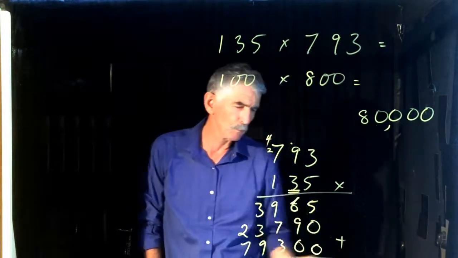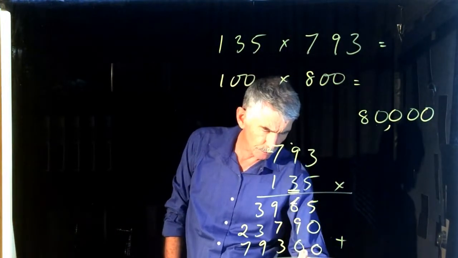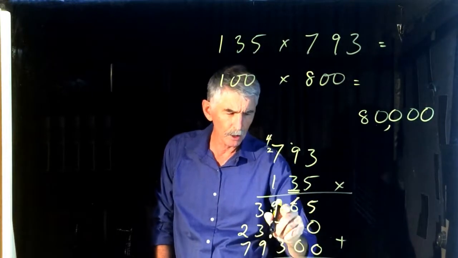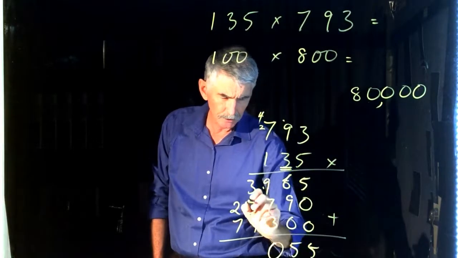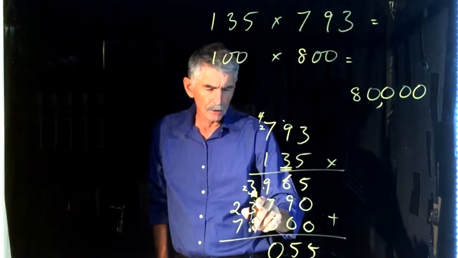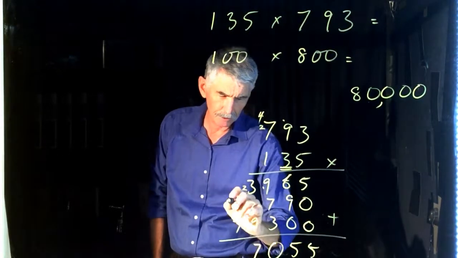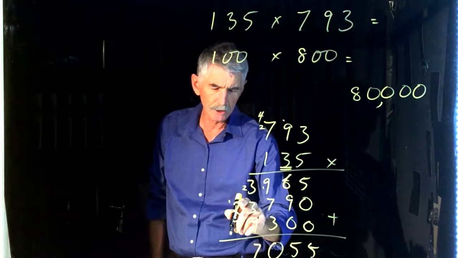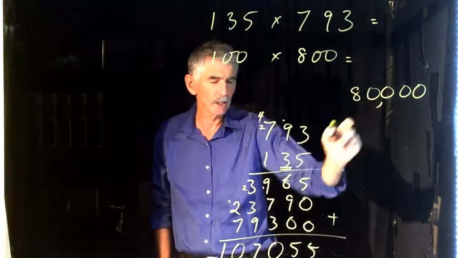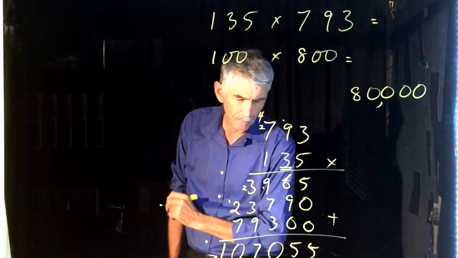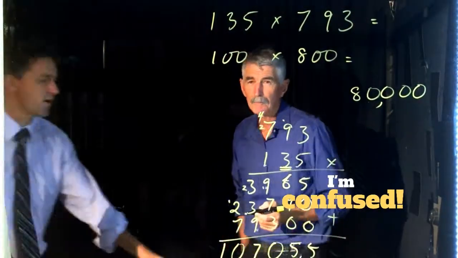And now I add them all up. 5 and 0 is going to be 5. 6 and 9 is going to be 15. I put down the 5, I trade out the 1. 9 and 1 is 10 and 7 is 17 and 3 is going to be 20. Put down the 0, trade out the 2. 9 and 6 is going to be 15 and 2 is going to be 17. I put down the 7, I trade out the 1 and 7 and 2 is 9 and 1 is going to be 10. So my answer, as you can see, is now greater than 80,000. It's actually 107,055.